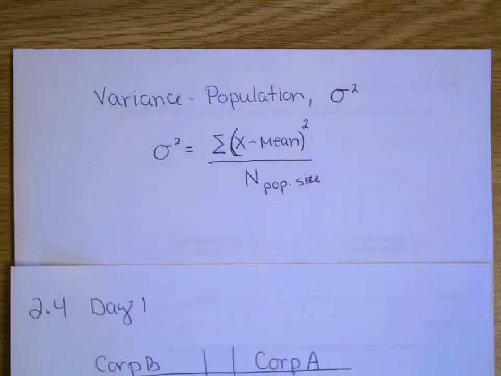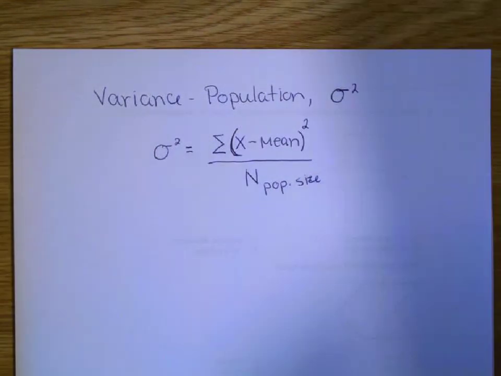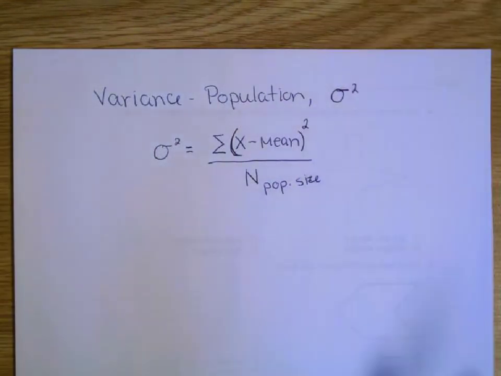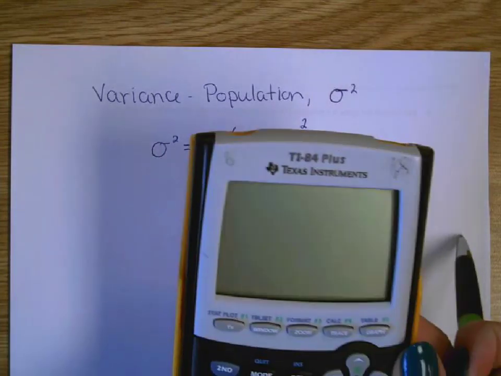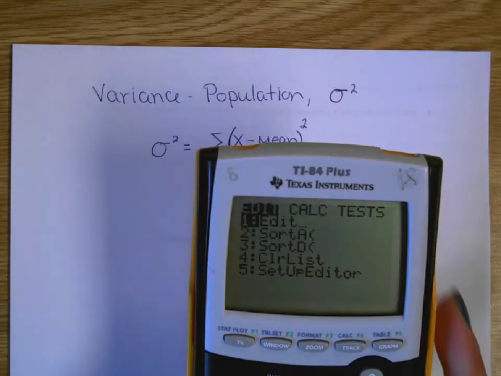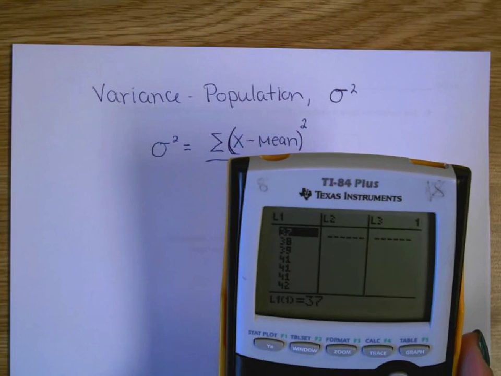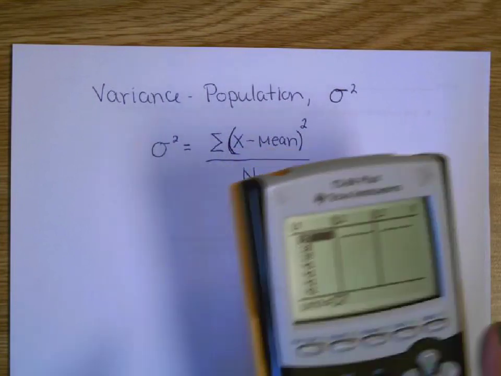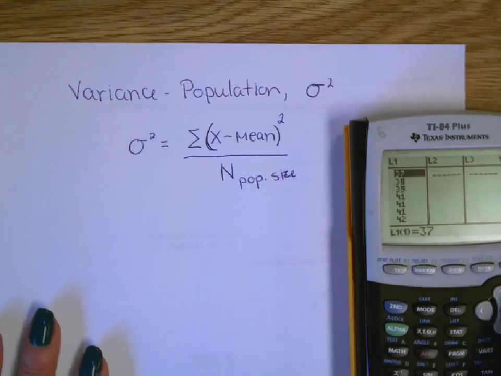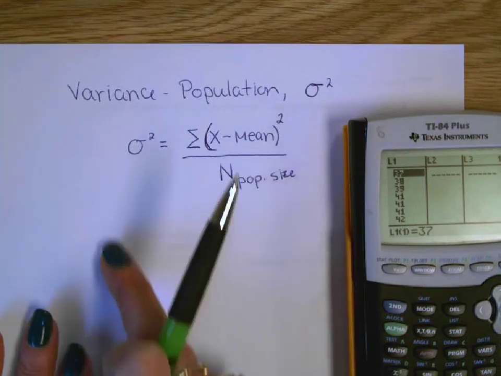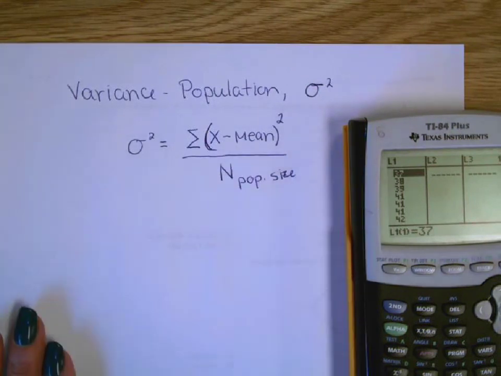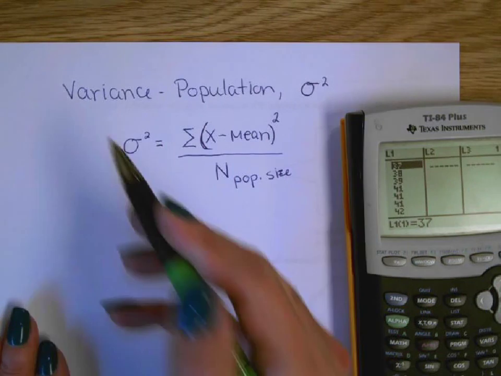I'm going to show you how to do it on the calculator, with whichever corporation this is. Let's see which one it is. This is Corporation A. So, I'm going to take this formula and break it down into steps for you so you can look back and know what to do.